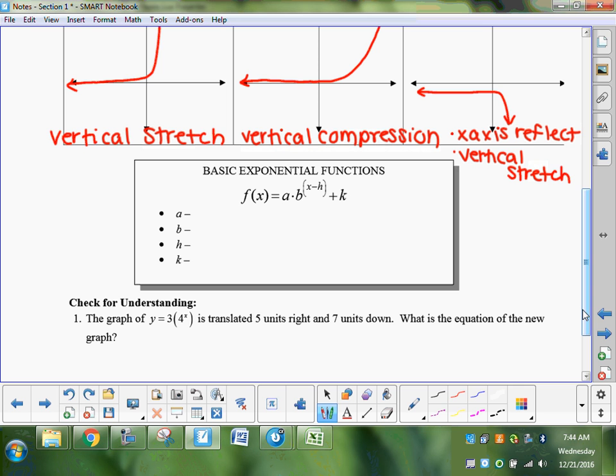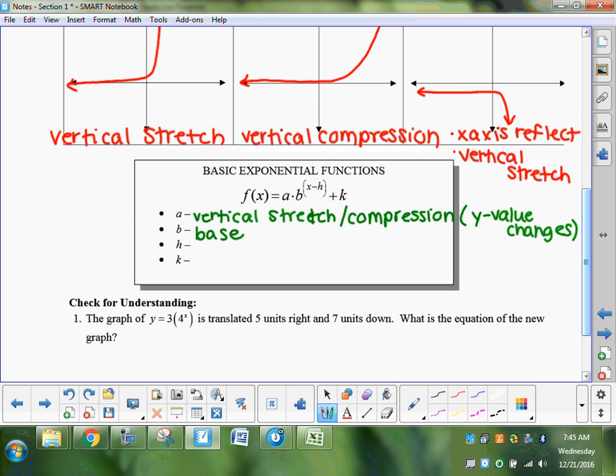In this case, we said that the A is a vertical stretch or compression, which means it only impacts the y value. In this case, the B would be our base of our exponential. The H is going to be our lateral movement. And the K is our vertical shift.